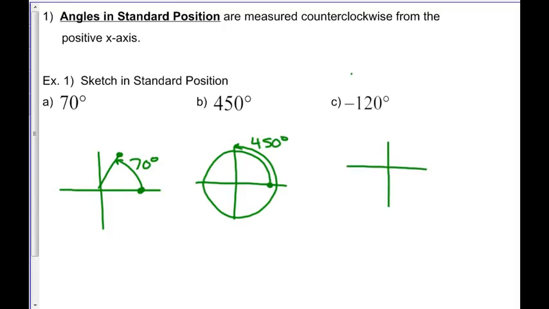Negative 120. A negative angle means that we move clockwise instead of counterclockwise. So I'll start at the same place, and I'll go 90, and then another 30. That's the angle of negative 120 degrees in standard position.